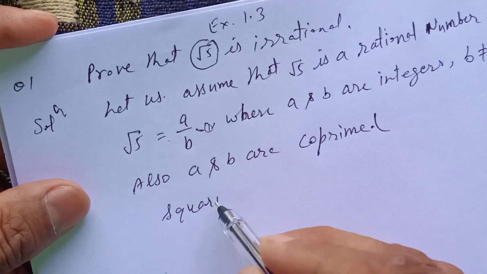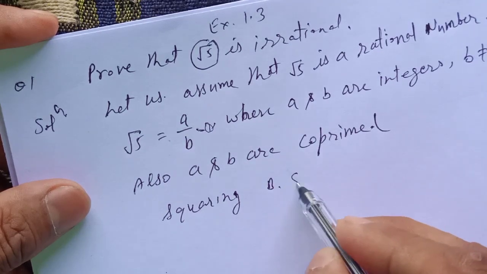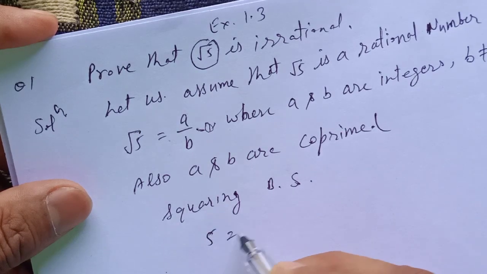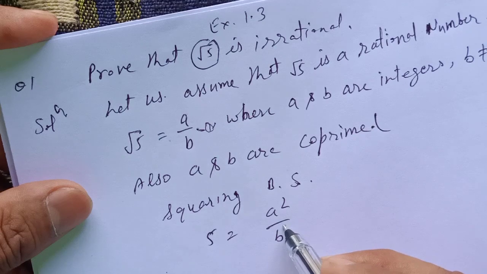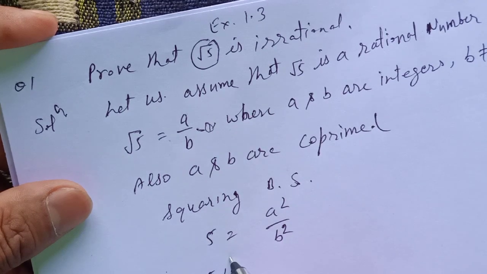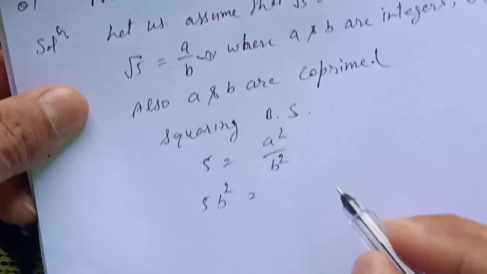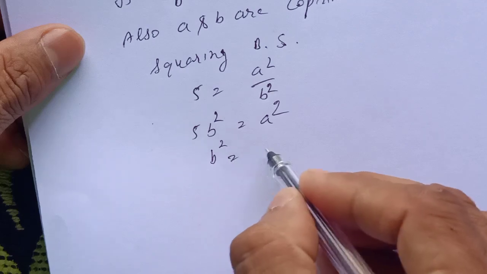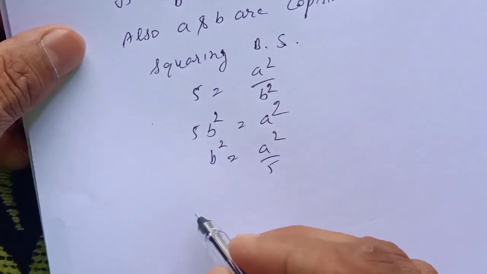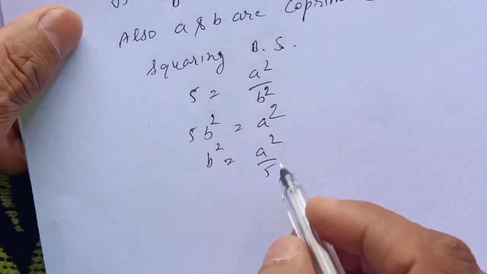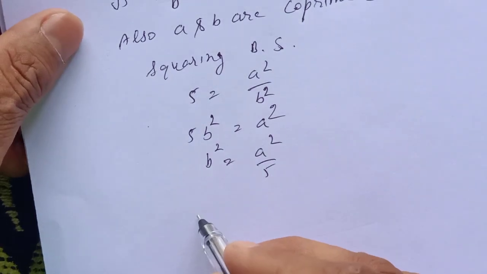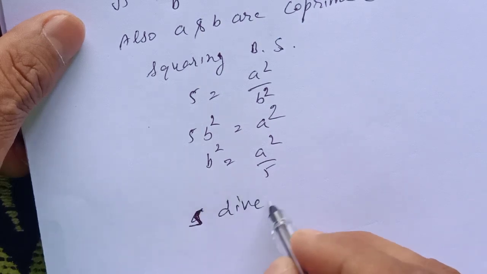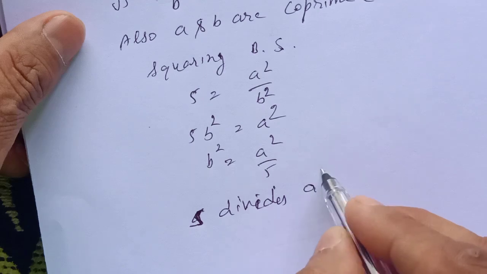Squaring both sides, 5 equal to a square upon b square, or 5b square equal to a square. B square equal to a square upon 5. From this we know that 5 divides a square.